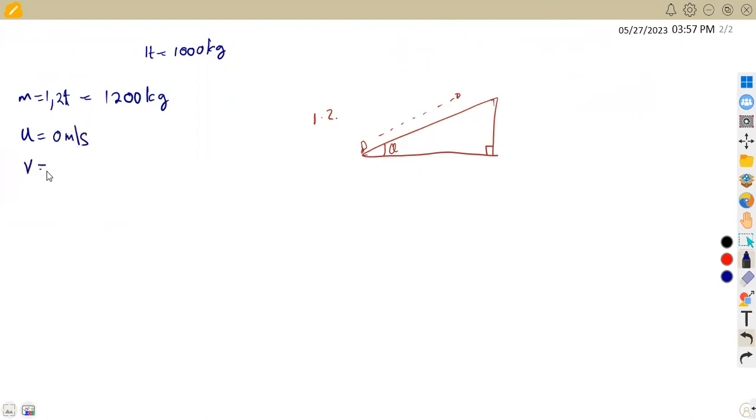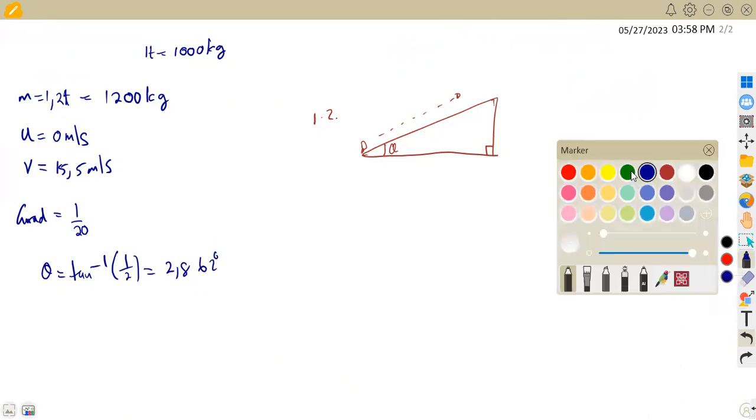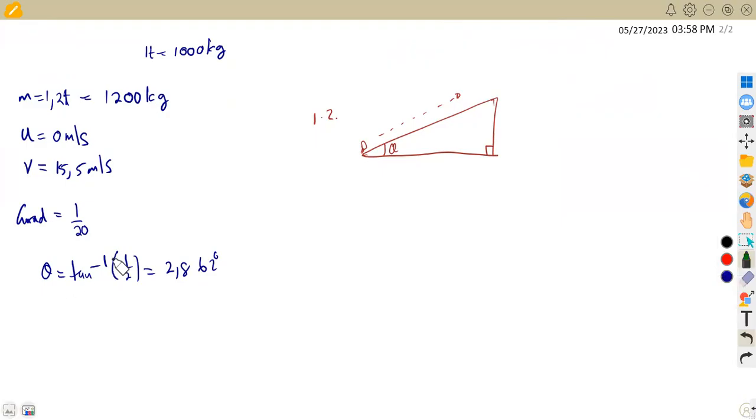Then we've got the final velocity, which was 15.5 meters per second, but we are given a gradient of 1 in 20. A gradient of 1 in 20 means 1 over 20. From arctan, we can obtain theta from the gradient. So arctan of 1 over 20 is going to give us something like 2.862 and so forth. But remember what I said, guys, if you are given the tan of theta, this is actually a small angle, 2 degrees.